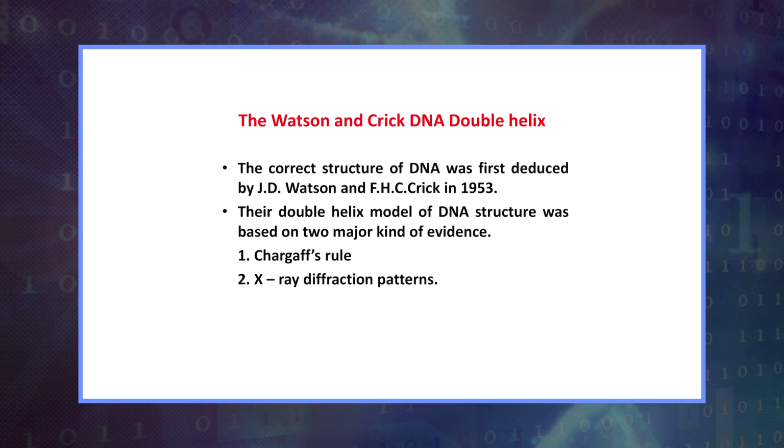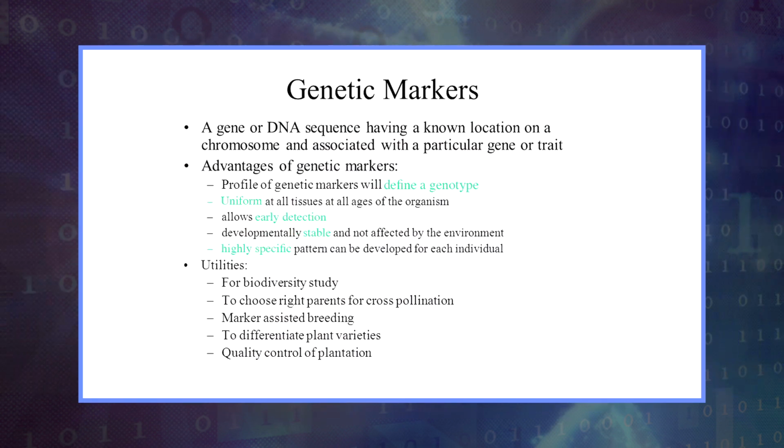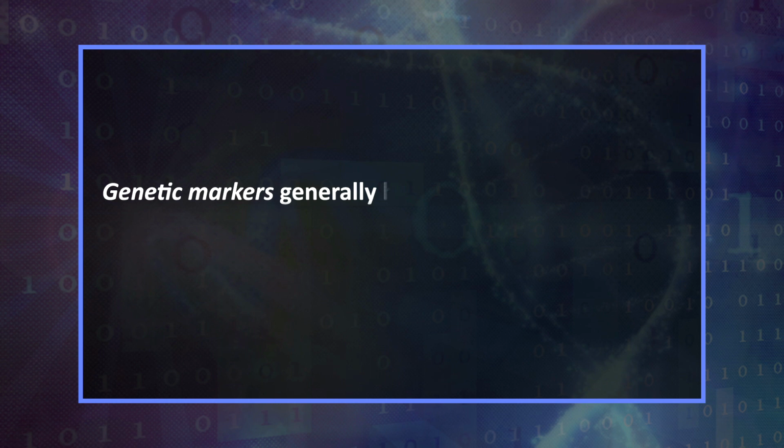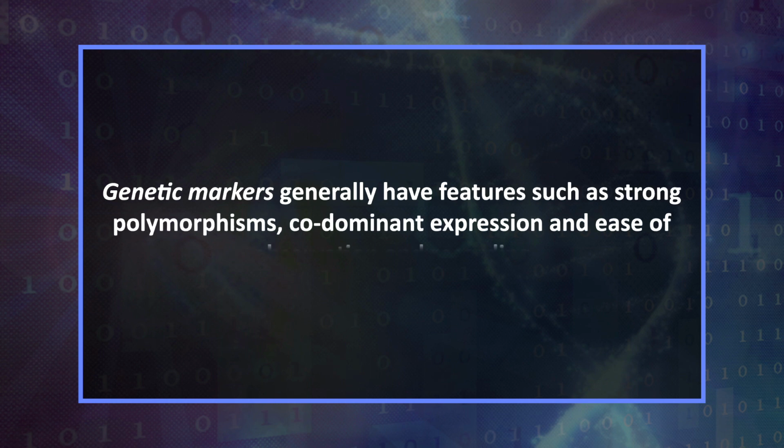In 1953, the discovery of the double helical structure of DNA by Watson and Crick enabled the start of forensic genetics research at the molecular level. One of the central aspects of forensic genetics is the use of genetic markers, which are the easily identifiable phenotypes of genotypes. Genetic markers generally have features such as strong polymorphisms, codominant expression, and ease of observation and recording.